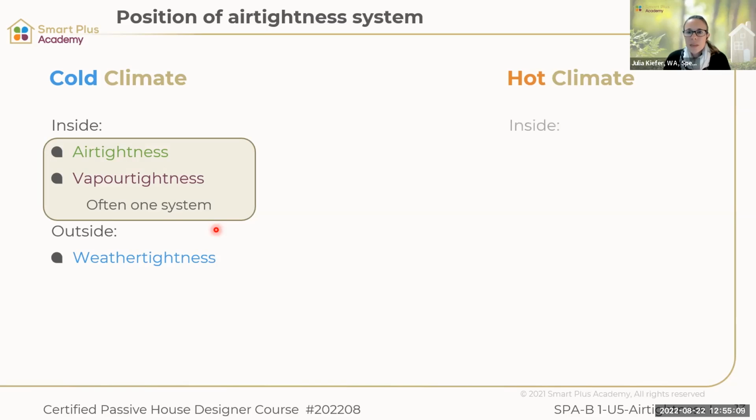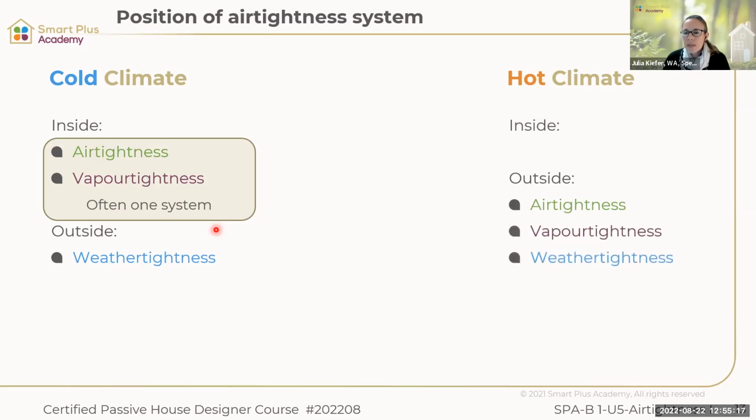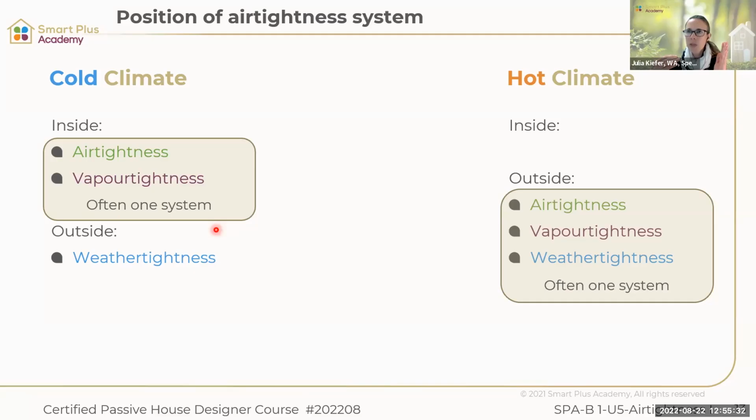Then in a hot climate, we don't need anything on the inside, but on the outside, we now need our air tightness, our vapor tightness, and our weather tightness. Also, that can be one system. And we're talking about hot climates. I would say Darwin is a definite hot climate. Brisbane could probably already be considered a hot climate, where we mostly have our warm side from the outside and our risk coming from the outside towards the inside.